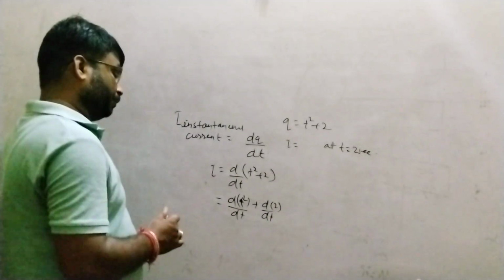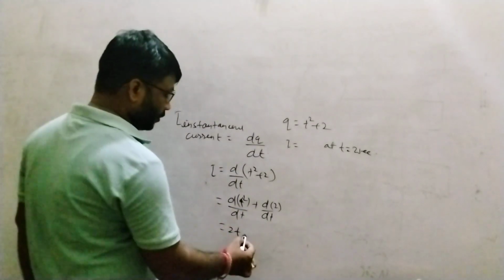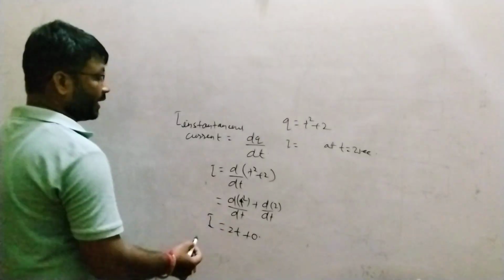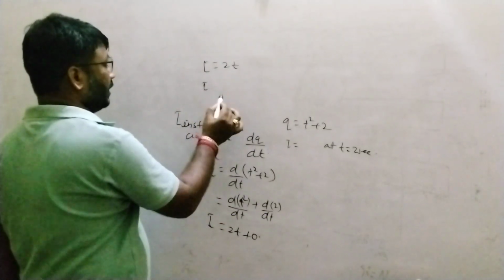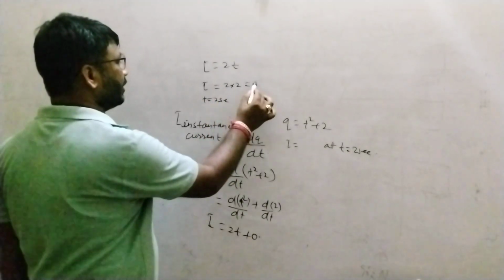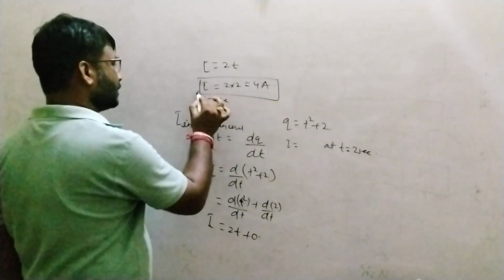We will get the, differentiation of t square we will get 2t and now the constant differentiation will be 0. Here we get I equal to 2t. We have to find the current at t equal to 2 seconds. You will put the value of t here, you will get 4 ampere current. This will be the instantaneous current.